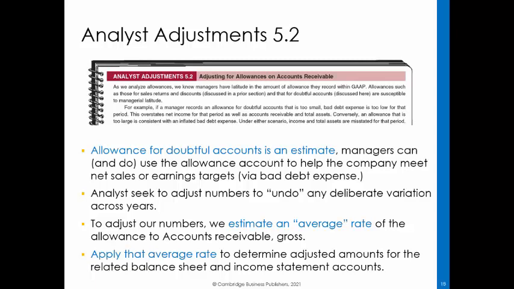Because we know that managers do have latitude in the amount of the allowance they record, we can make an adjustment to the allowance for doubtful accounts for the average percentage of the allowance to gross receivables over a period of time. To do this, we would add the allowances for the periods under review and divide the sum by the sum of the gross accounts receivable for the same period. We can then estimate the allowance for doubtful accounts using the average percent for the past 3 years.